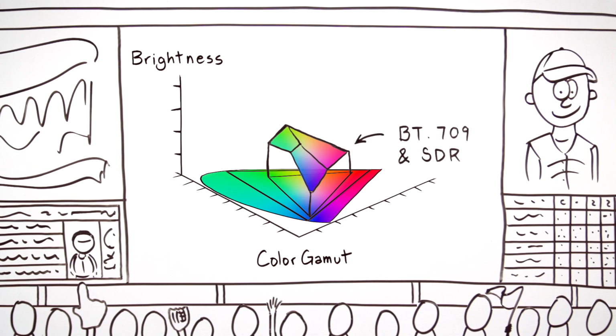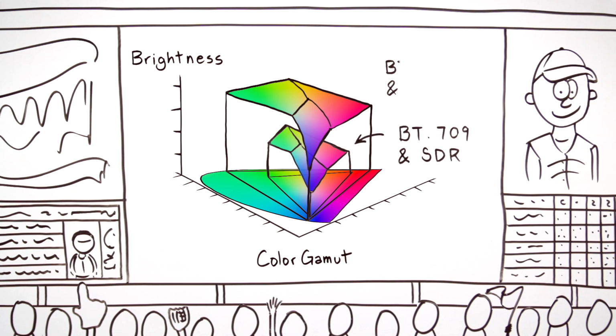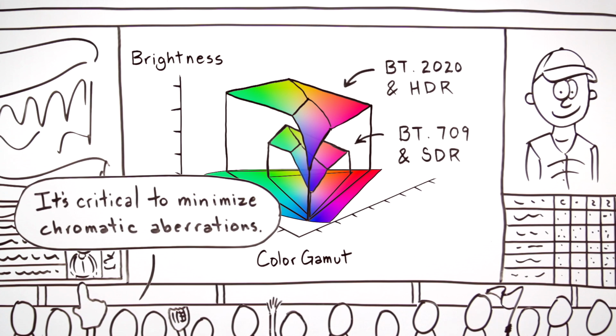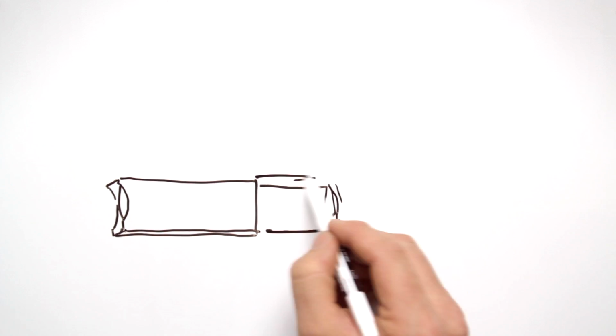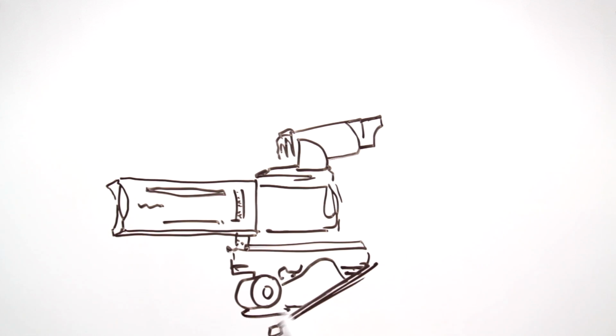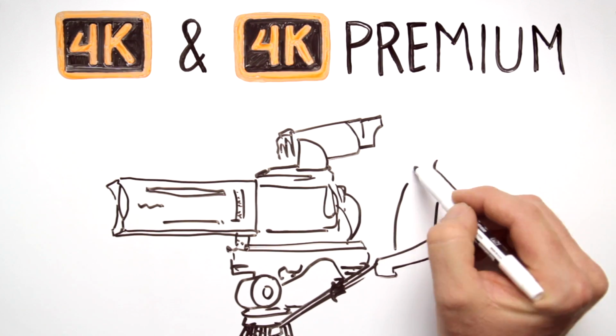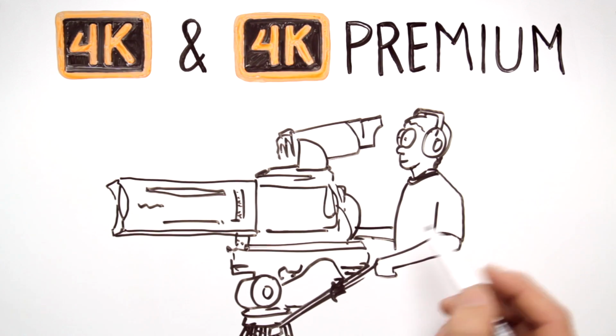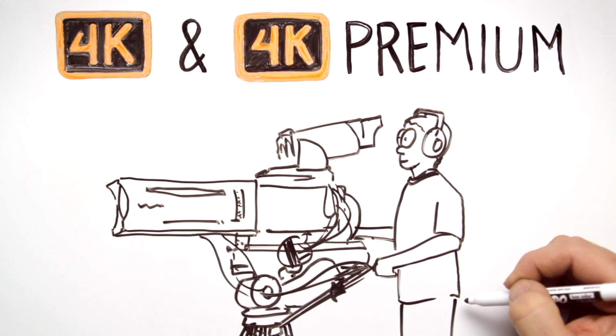And while wide color gamut and HDR together elevate the richness of color, they also make chromatic aberrations more visible and thus more critical to minimize. Understanding the need to address all of these significant optical challenges, Canon developed 2 tiers of 4K UHD lenses to meet broadcasters' different price and performance needs.